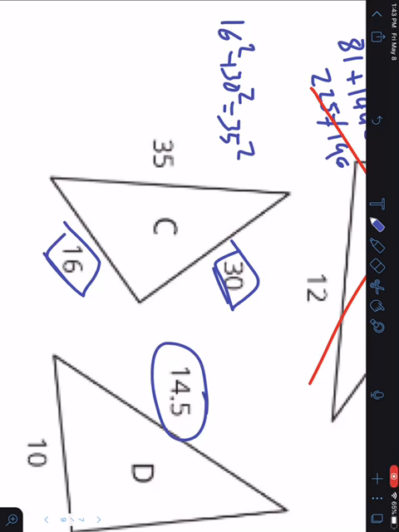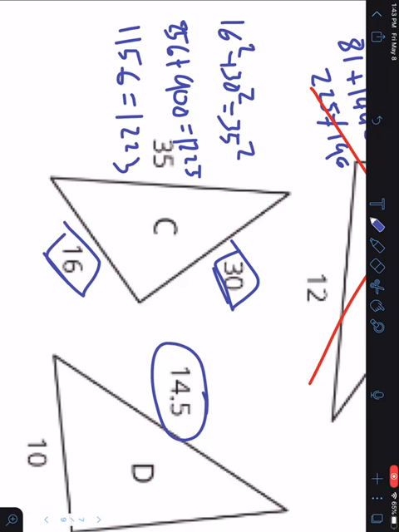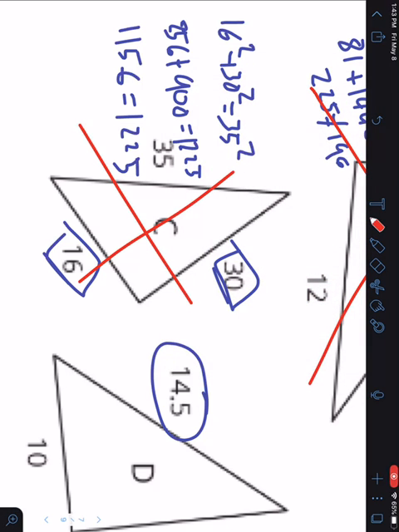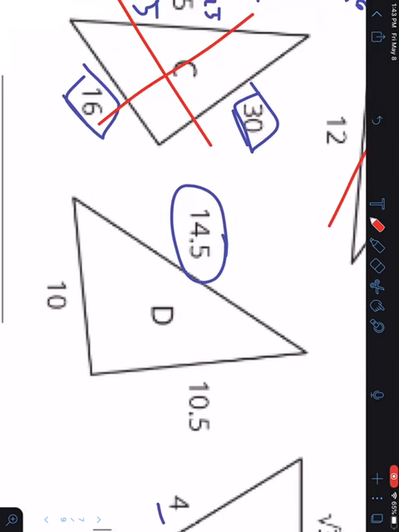All right, so 16 squared is 256 plus 900 is equal to 1,225. Okay, so let's add these up. What do you think? Does it look like it might be right? It looks like it might be close, but it's not. 256 plus 900 is 1,156. That is not equal to 1,225. So I get to use my red pen. Not true. That is not a right triangle. It looks like it, but it is actually an imposter.